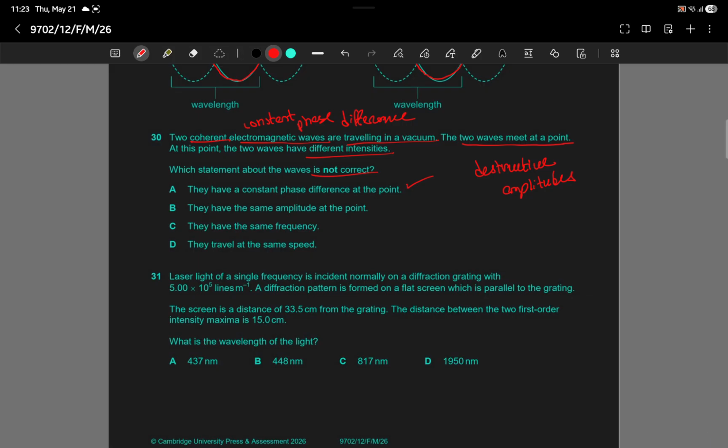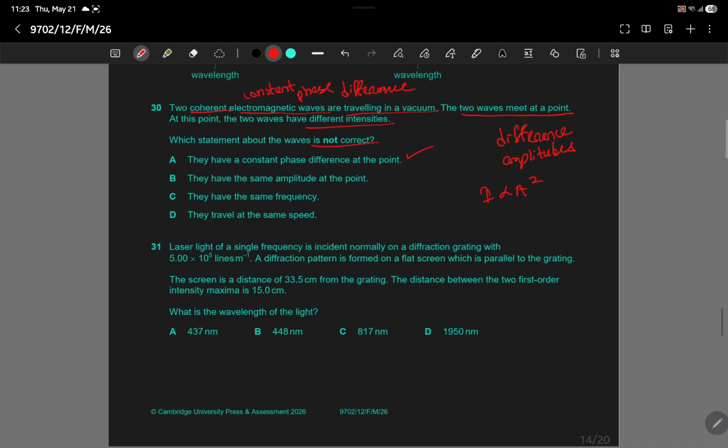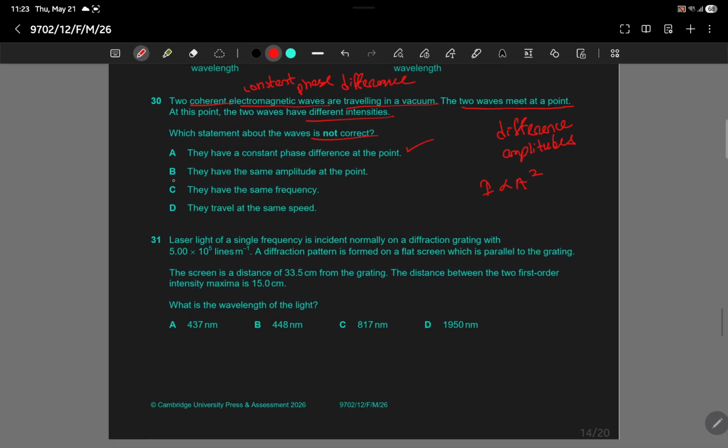So what is not correct? They have the same amplitude at that point. They do not have the same amplitude because they have different intensities. If they have different intensities, that means they have different amplitudes, because intensity equals A squared. Right. Hence, it is going to be B.